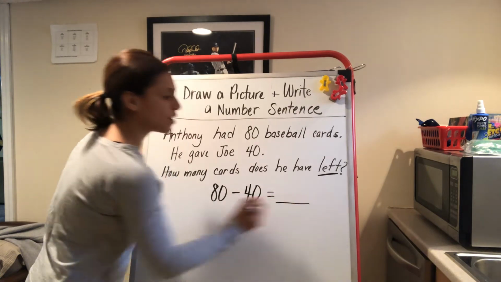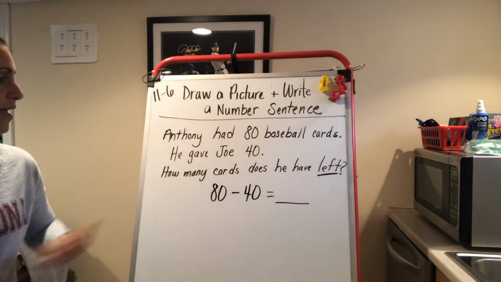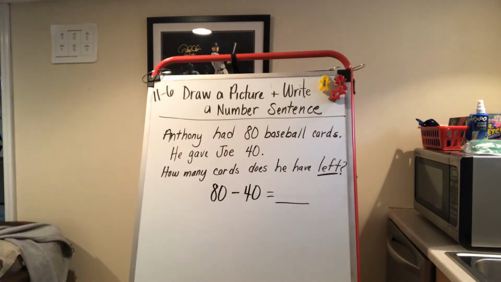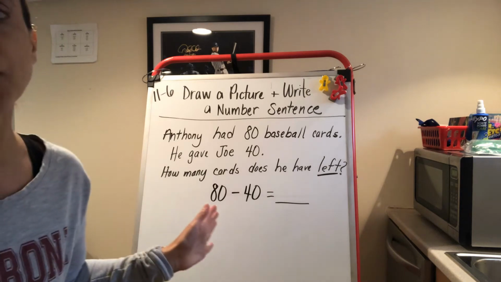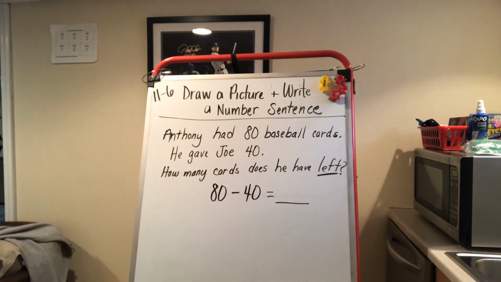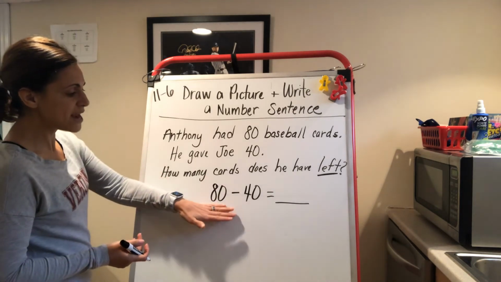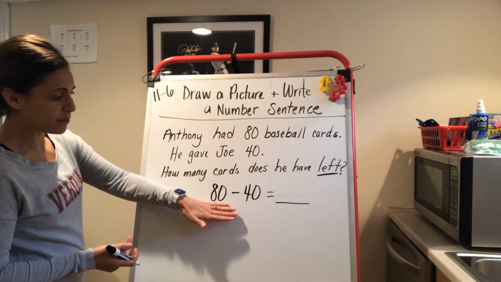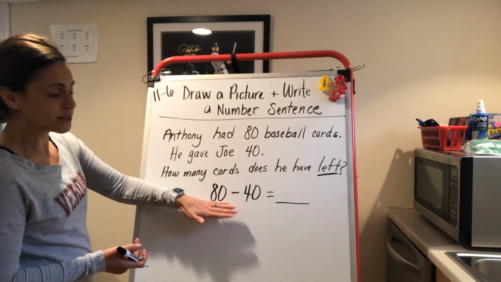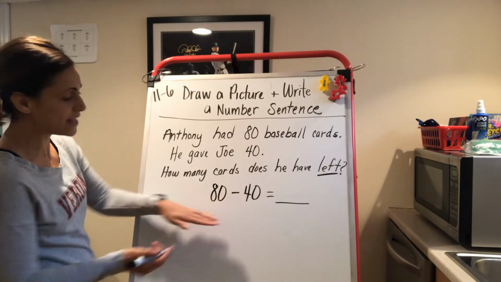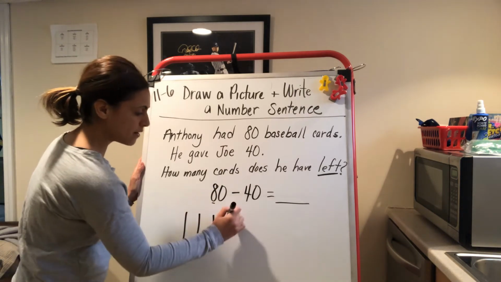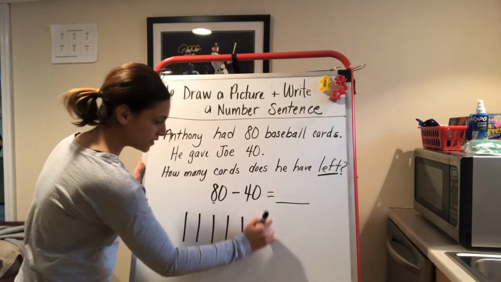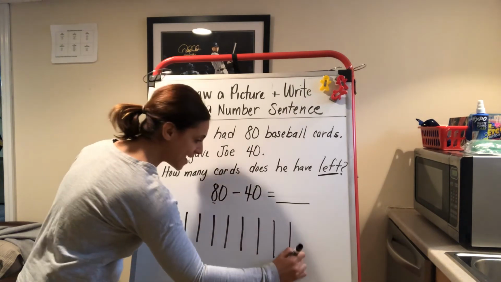Well, we have to draw a picture to help us figure out how many cards he has left. So now I'm going to draw rods because I think it's faster, it's easier. I'm not going to draw 80 baseball cards out because that would just take way too long. So I'm going to draw 80 cards, but I'm representing the cards as groups of 10. So I need 8 groups of 10. 10, 20, 30, 40, 50, 60, 70, 80.